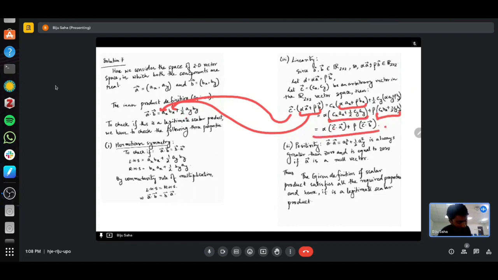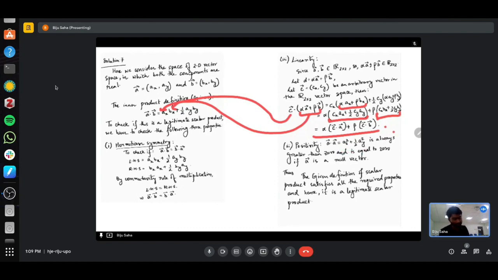So this is what the condition is. Now the next condition is the positivity. The positivity condition is that we are taking the inner product of a vector with the vector itself. So that is being written here. Both, even bx is ax here. So ax square plus half of ay square.